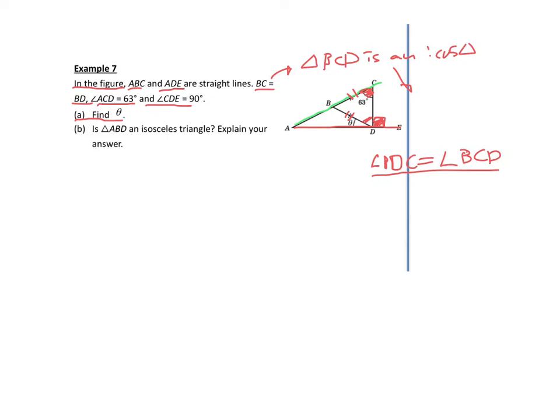After we found that angle BDC is equal to angle BCD, we can see that the angle theta here and the angle BDC, and lastly the angle CDE are all on a straight line. So the sum of them should be equal to 180 degrees. The reason is angles on a straight line.